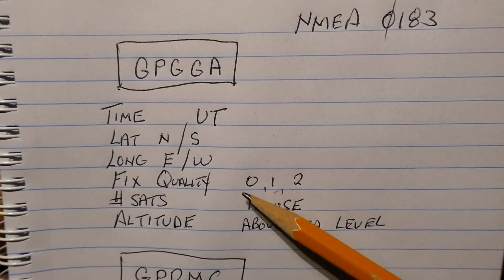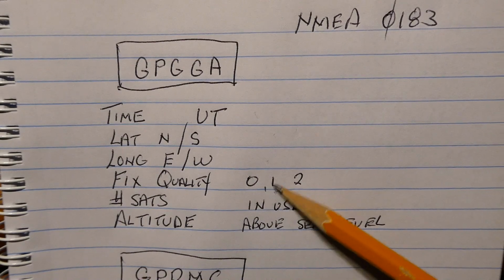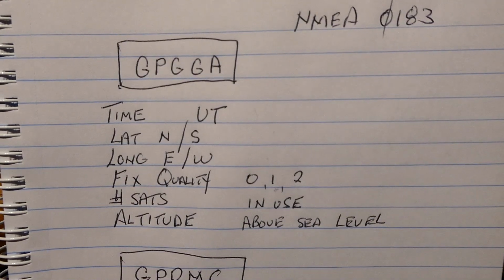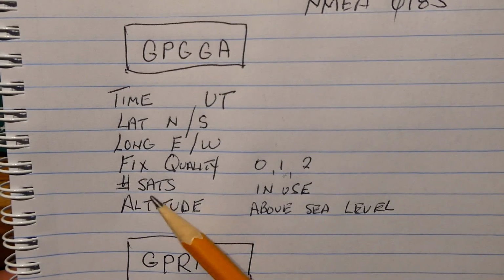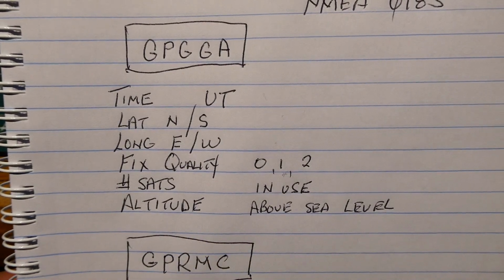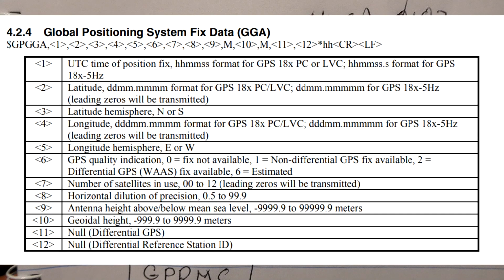Fix quality, 0 means there's no satellites, it doesn't see any satellites. 1 means it has enough satellites to give us a lat long output. And 2 is differential GPS. The number of satellites that are being used, and the altitude above sea level in meters. So that's the GPGGA. Now if you go online and you search for GPGGA sentence, you could actually get a map that will tell you all the values of each field.